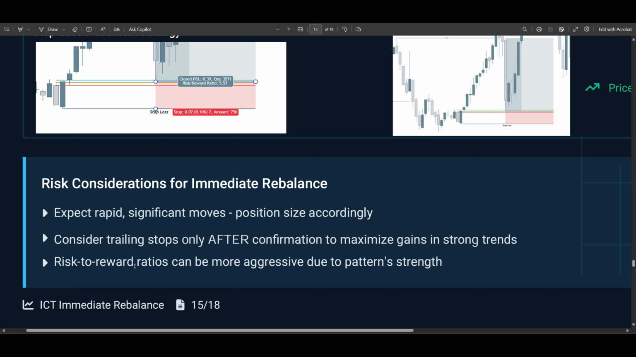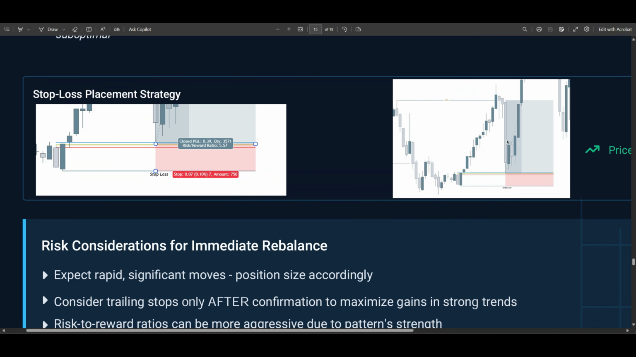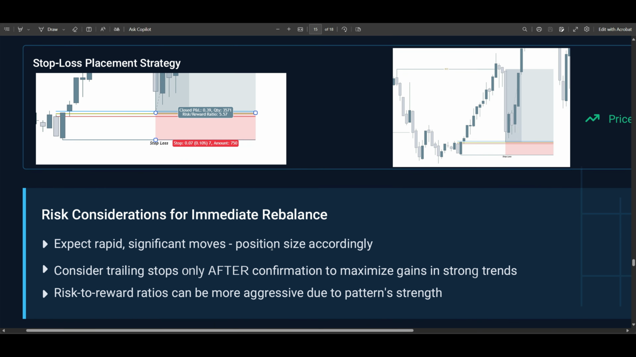Next, risk to reward ratios can be more aggressive due to the pattern's strength, right? So like I said, you can increase your risk to reward just because when there's an immediate rebalance, price tends to respect it very well and tends to immediately move in its intended direction.